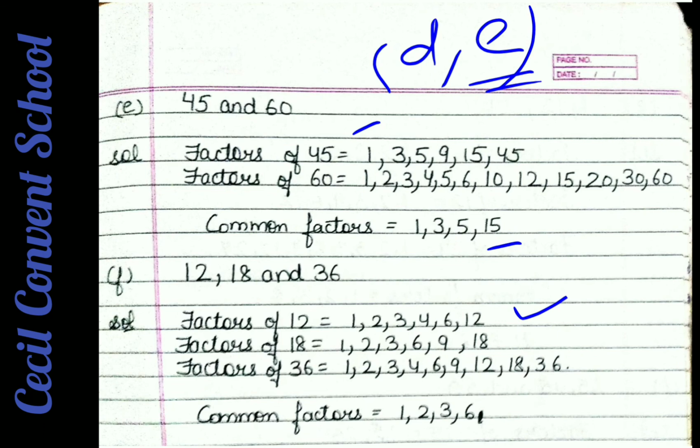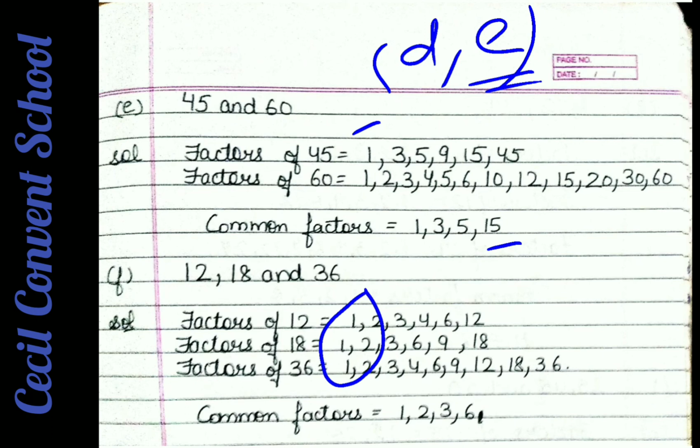Firstly you write down the factors of 12. Means you will see in which table 12 comes. It comes in 1 table, 2 table, 3, 4, 6 and 12. Similarly you find the factors of 18 and 36. After this you have to find the common factors. The common factor is 1. 1 is present in all 3 numbers. You have to see all 3 numbers. You can't see only in 2. If you see in 2 numbers, that will be wrong.